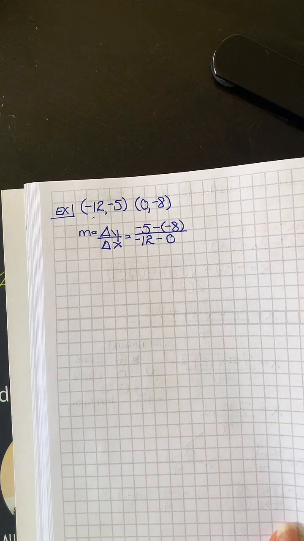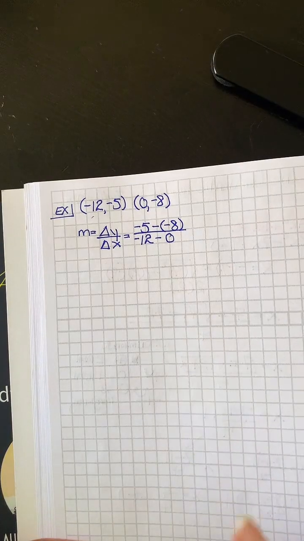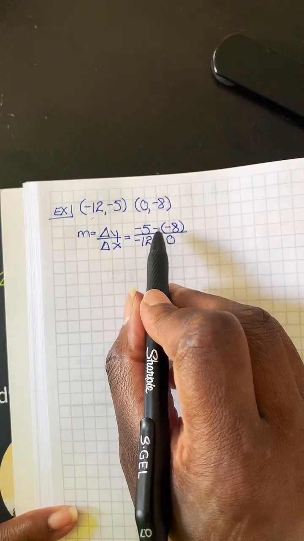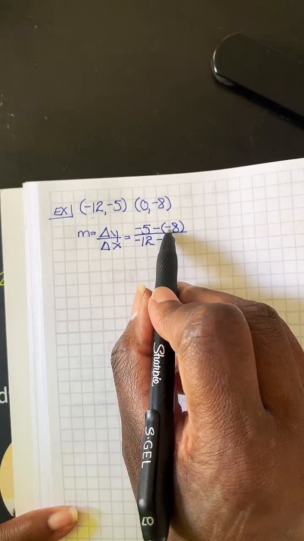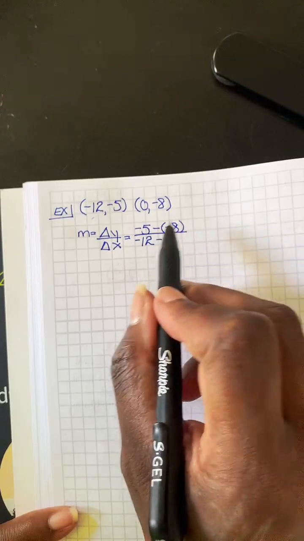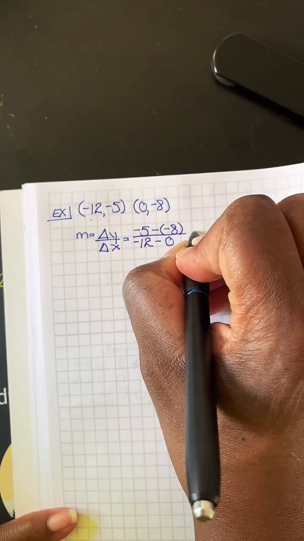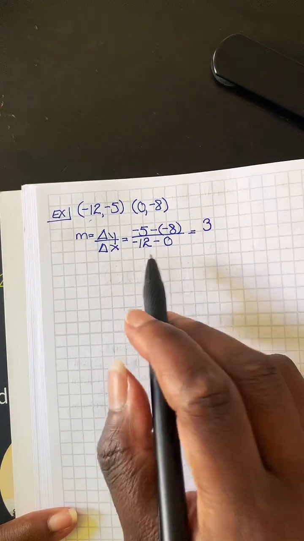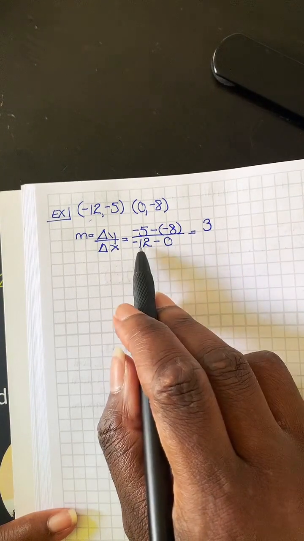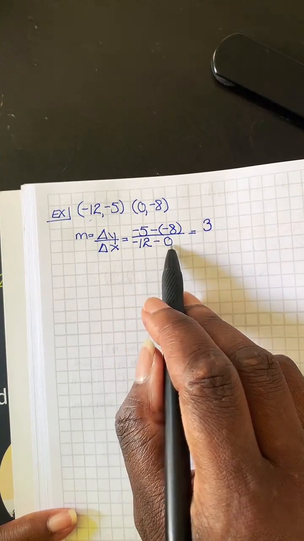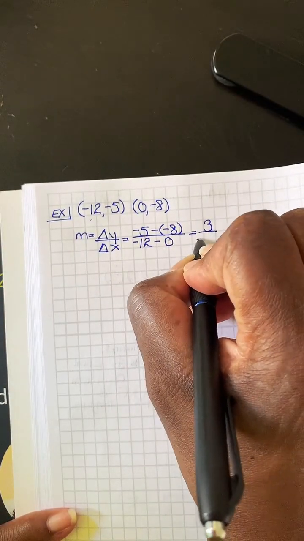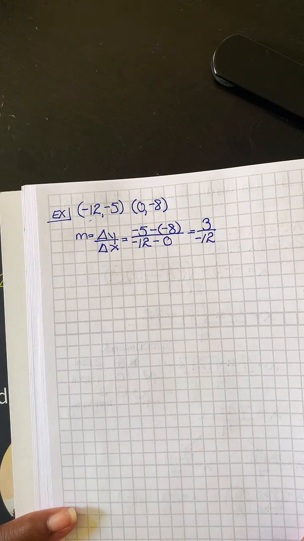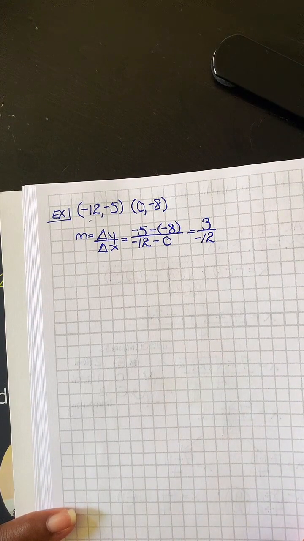It's saying that the answer is 3 because when we have a -5 minus a -8, when you minus a negative, it turns positive. So -5 plus 8 will give me 3. Then you have -12 minus 0. If you started off with -12 and you didn't take anything away from it, it's still going to be -12. So yeah, it's going to be a positive 3 over -12.